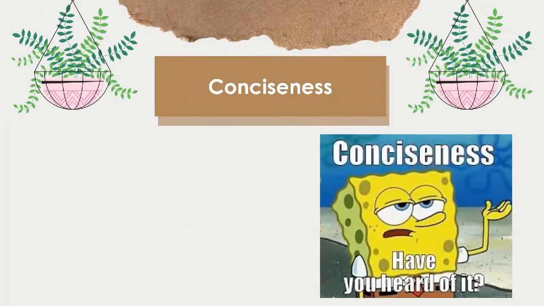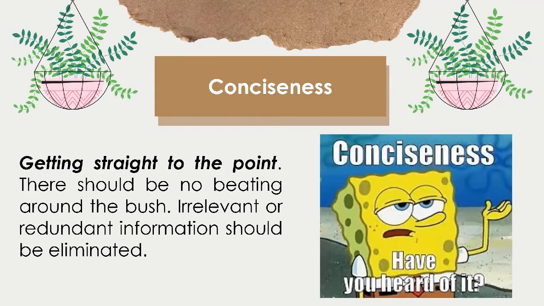The next C is conciseness. This is where the person needs to go straight to the point. There should be no beating around the bush. Irrelevant or redundant information should be eliminated. This is a difficult task, but fruitful in the long run. Being concise helps the speaker emphasize the main idea of the message. It also avoids other misconstrued ideas.